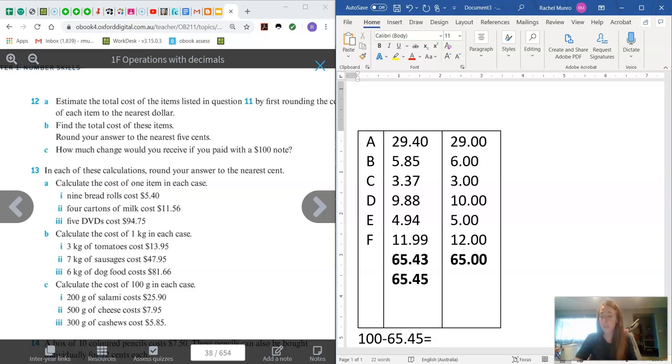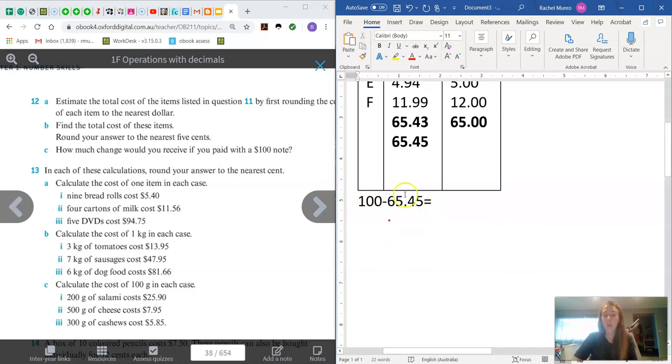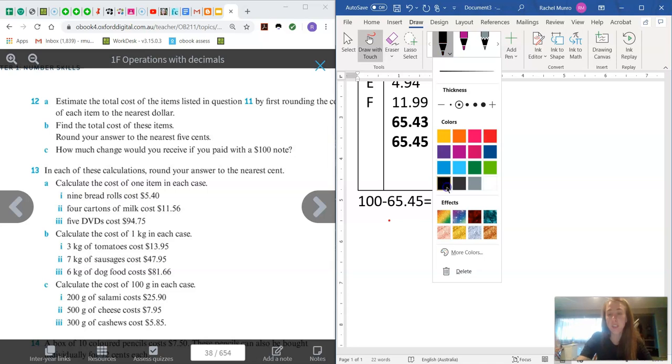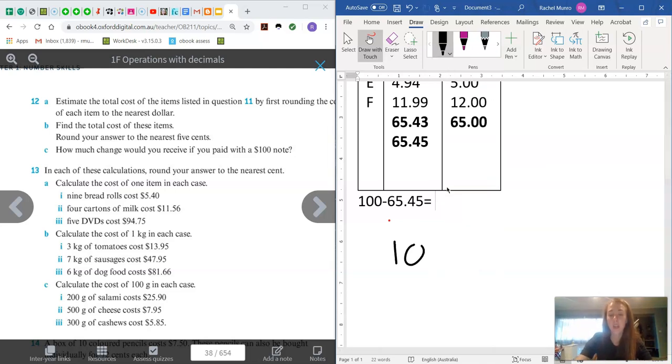So if you could pause the video now and quickly solve for me $100 minus our $65.45. Okay, we're going to do this by hand. Hopefully you did it by hand. That is my preference, that you actually do this and work on your mathematics. So we're going to set it up. I'm going to go 100 and we're going to go minus.